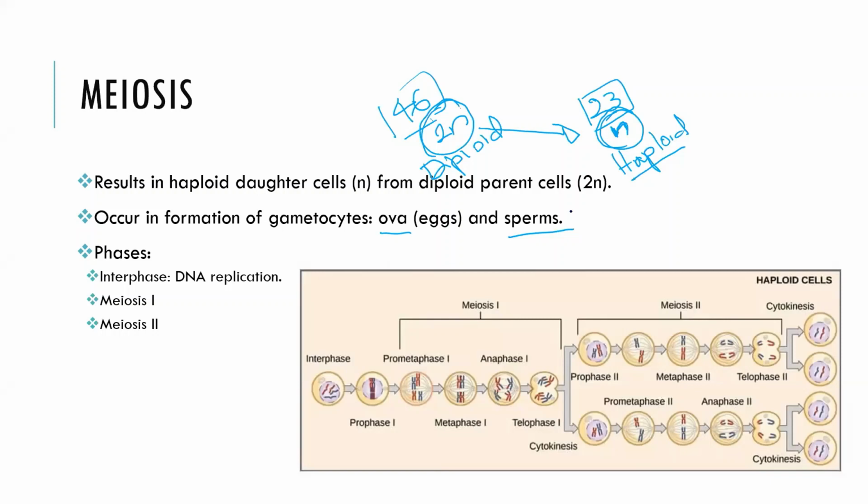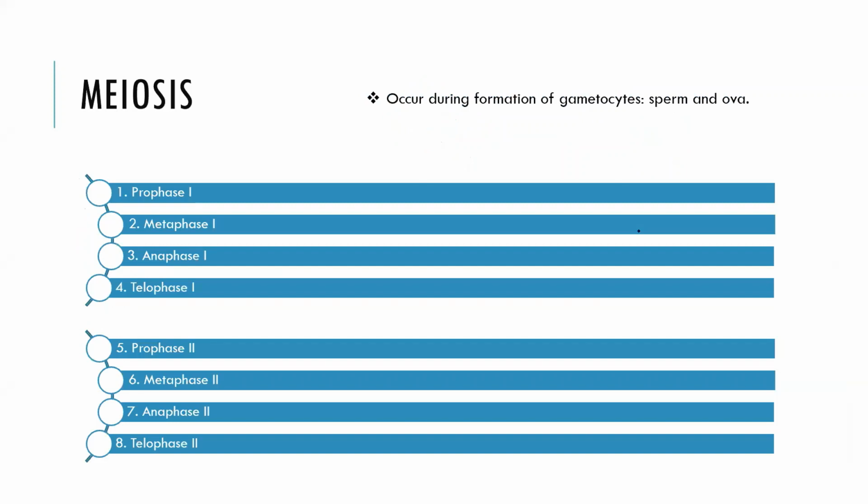So meiosis has two parts, right? Meiosis 1 and meiosis 2. So we'll talk about this in detail later. So meiosis has a prophase 1, metaphase 1, anaphase 1, telophase 1, and prophase 2, metaphase 2, anaphase 2, and telophase 2.